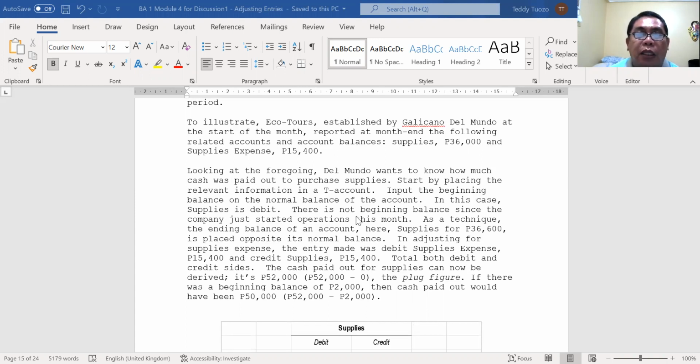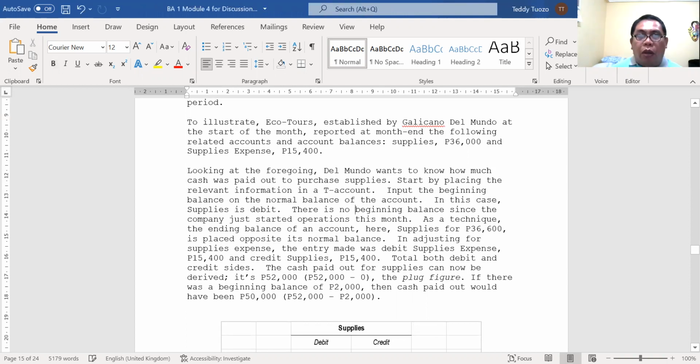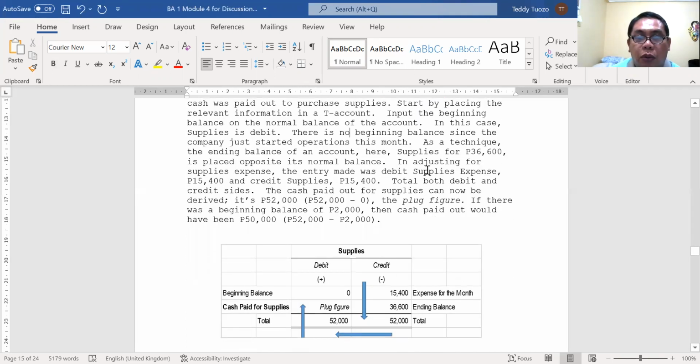Input the beginning balance and the normal balance of the account. In this case, supplies is debit. There is nothing in the beginning. Okay. There's no beginning balance since the company just started operations this month. As a technique, the ending balance of the account here, supplies, is 36,600. 36,600 na, mga sakto.